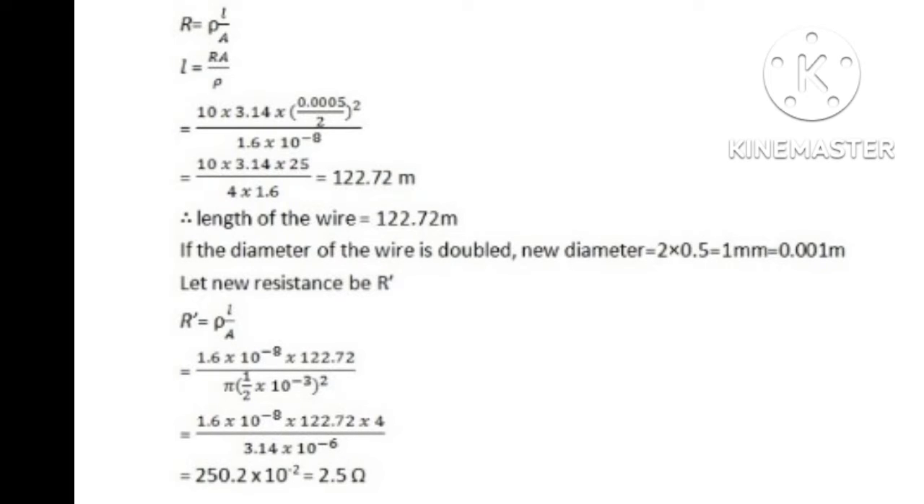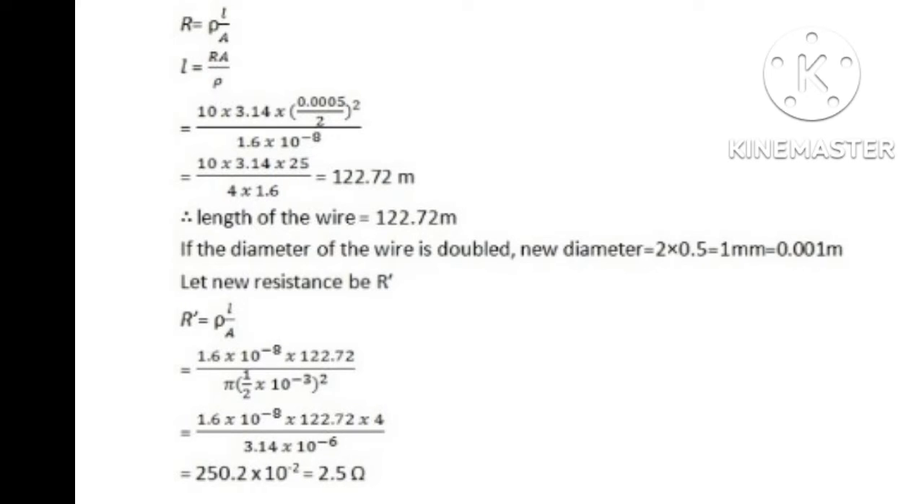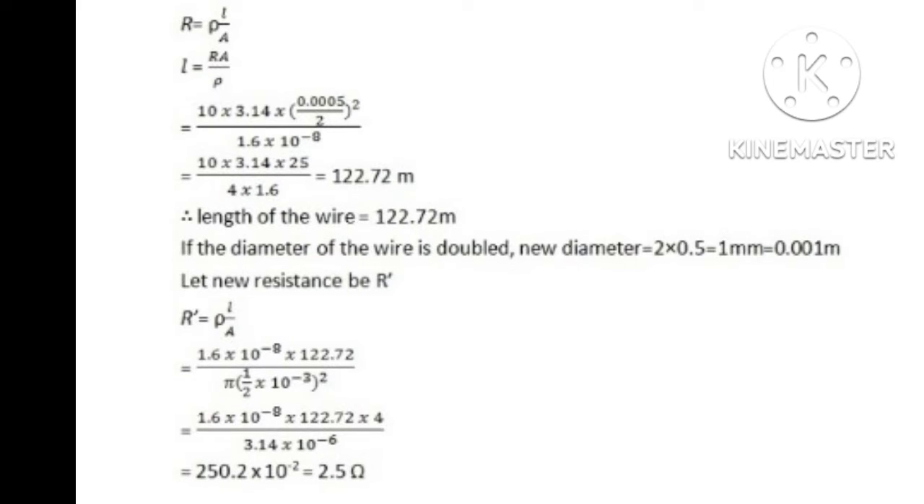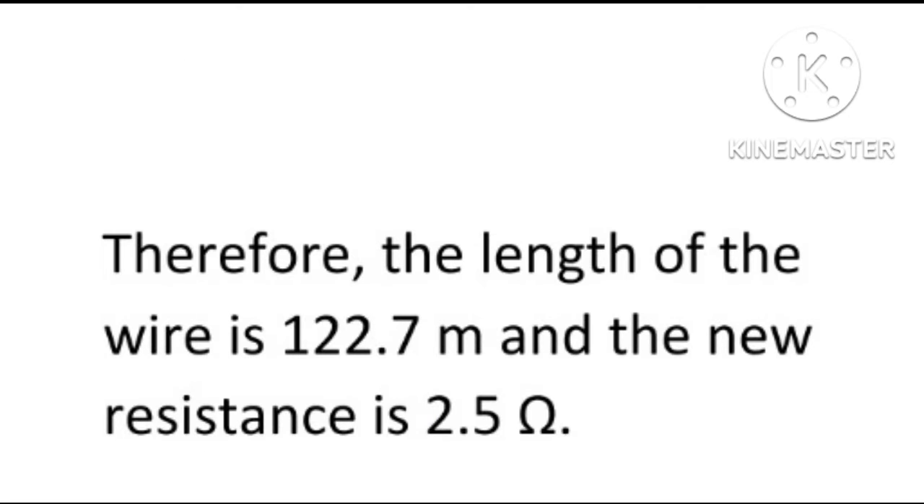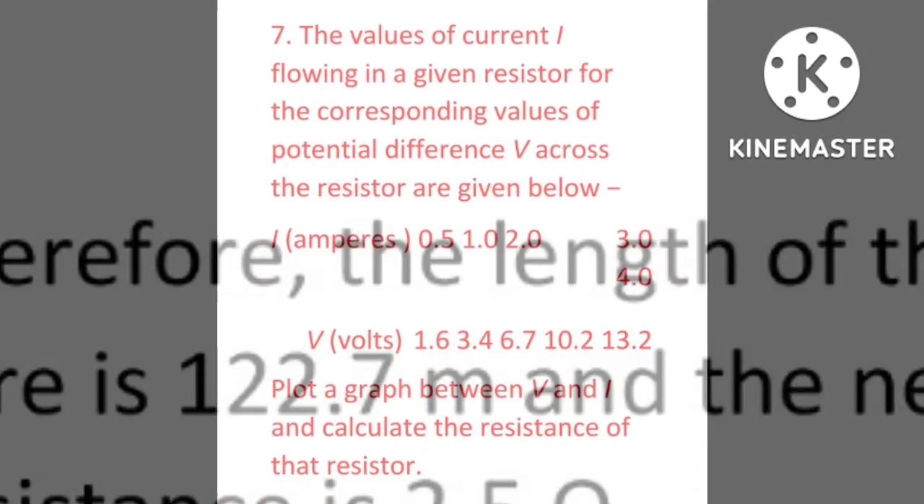Now we can substitute the values of rho, L and A. That is equal to 1.6 into 10 raised to minus 8 into 122.72 divided by pi into (half into 10 raised to minus 3) the whole square. So that value is 1.6 into 10 raised to minus 8 into 122.72 into 4 divided by 3.14 into 10 raised to minus 6. The answer is found to be 250.2 into 10 raised to minus 2, that is 2.5 ohm. Therefore, the length of the wire is 122.7 meter and new resistance is 2.5 ohm.